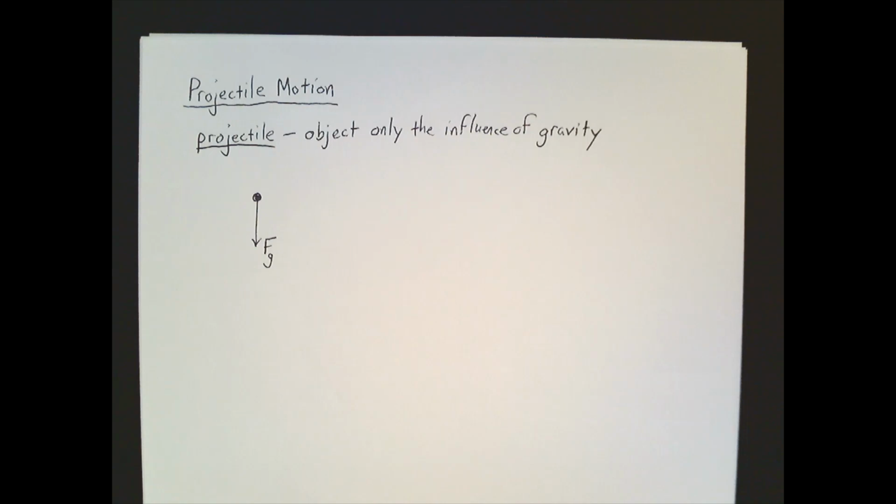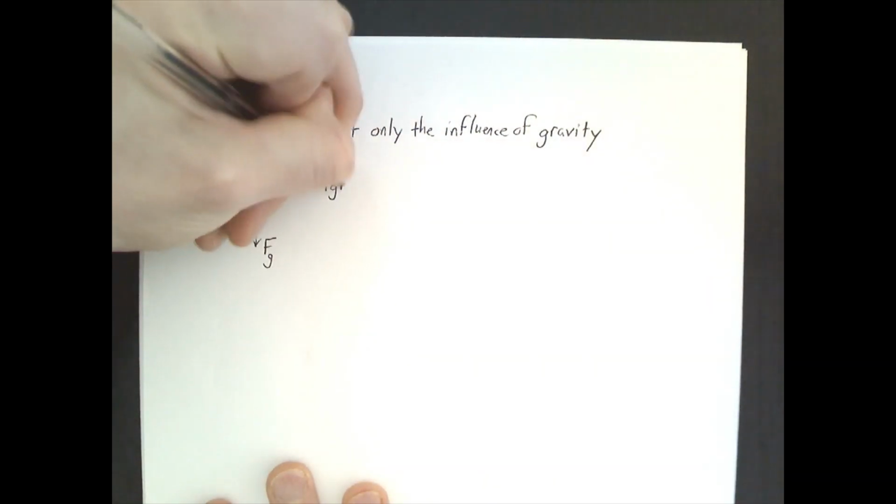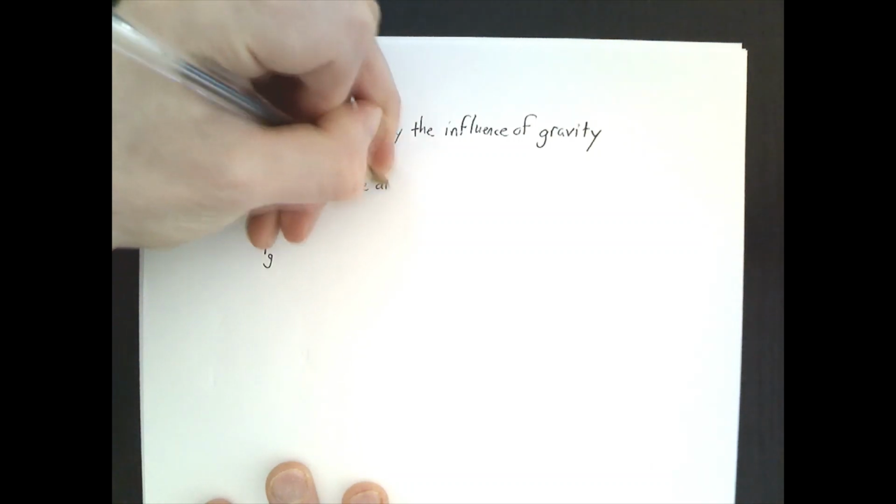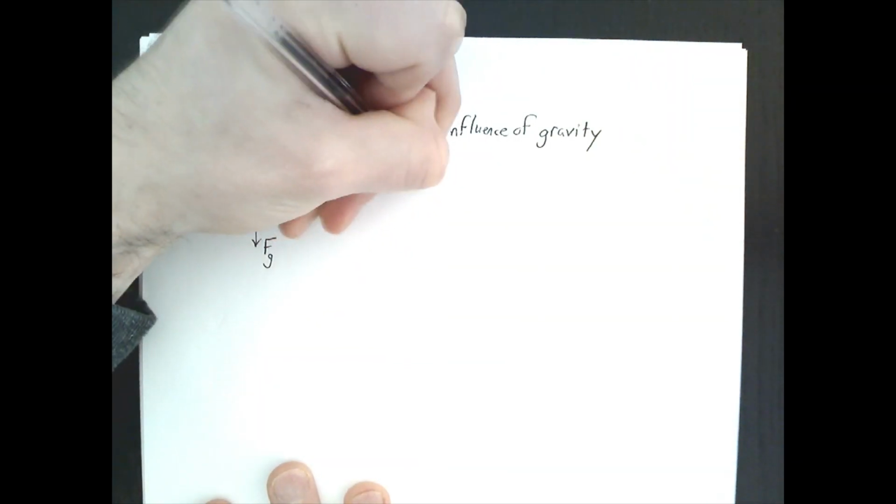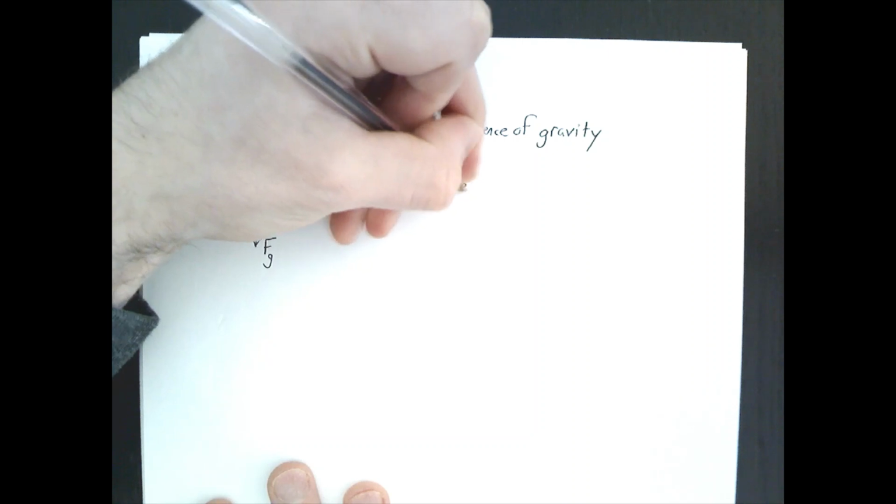Now you're right that in reality nothing is a true projectile because there's always some small amount of air resistance acting on the object. However, in most cases it's going to be small enough that we can safely ignore it and get basically the same answer. So we're going to ignore air resistance and any other force you could imagine other than gravity.